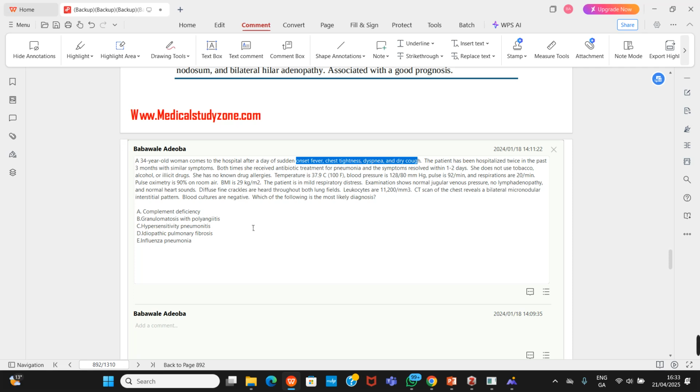We now come down to the examination findings. They told us that there are diffuse crackles. We don't hear crackles in asthma. We hear crackles in people with interstitial lung disease. Now this patient has a micronodular interstitial pattern, which again confirms our diagnosis, along with leukocytosis. So this patient definitely has hypersensitivity pneumonitis. It's as simple as that.